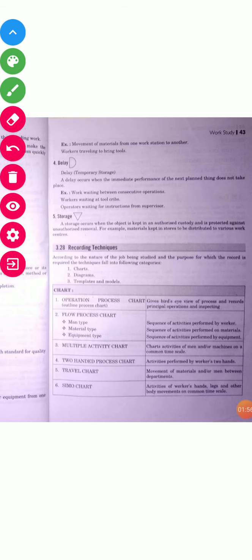The next one is the flow process chart. The name itself describes it: the flow process chart comes in man type, material type, and equipment type. The man type flow process chart is one in which the sequence of activities performed by a worker, laborer, or a man is recorded. The next is the material type.